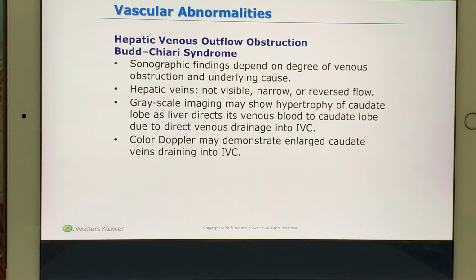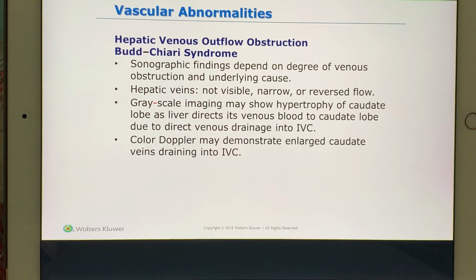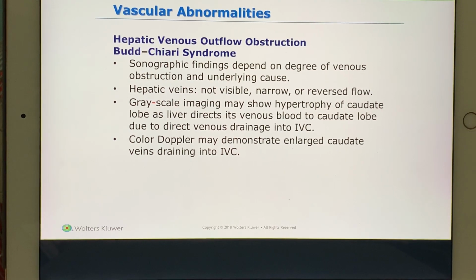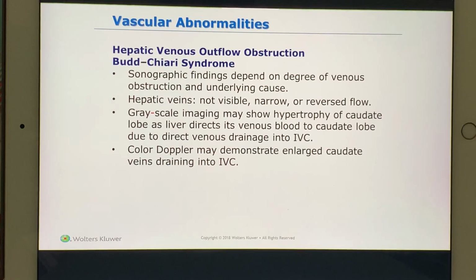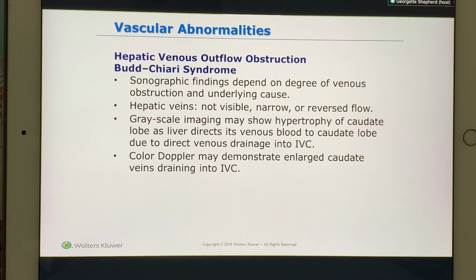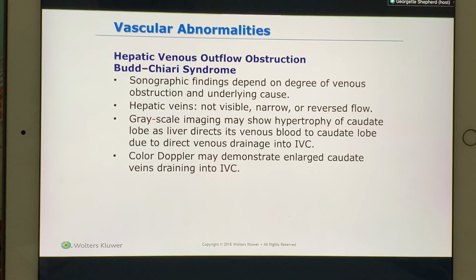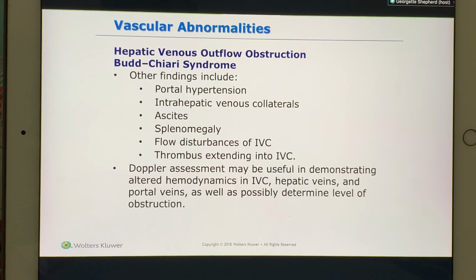So with color Doppler imaging, we can see enlarged caudate veins that are draining into the IVC. The caudate lobe is on top of the IVC, but below the left lobe of the liver.